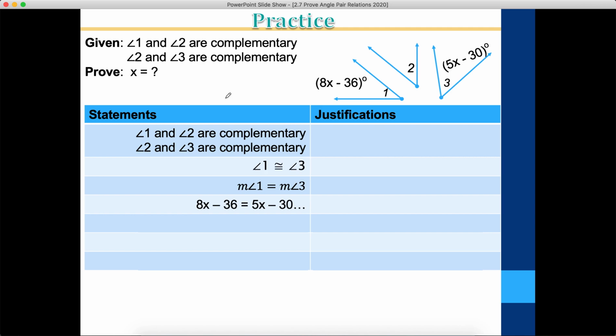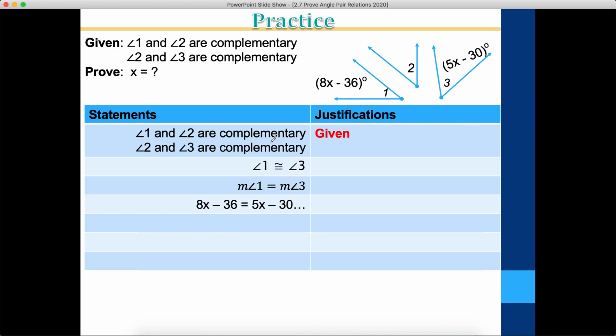Transitivity is an equality property, which is to say transitivity works with equality. It also works with congruence. It doesn't work with complementary angles. It may or may not work with parallel lines. It doesn't work with perpendicular lines, which is to say, if line A is perpendicular to line B and line B is perpendicular to line C, that doesn't mean, I should say, that A and C are perpendicular to each other. So be aware of the limitations of our theorems and conjectures.